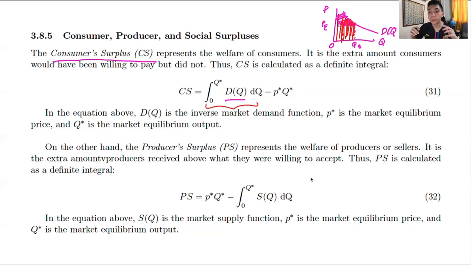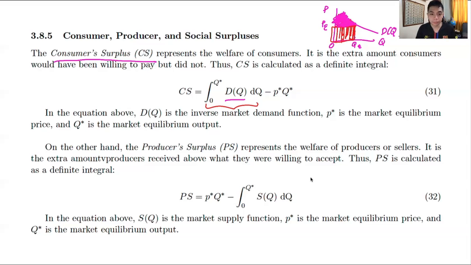But the surplus part is only the area above the equilibrium price. So we need to take out P star times Q star, or this box here. Hence, we're just left with that pink area that we've had earlier. That pink area is your consumer surplus.